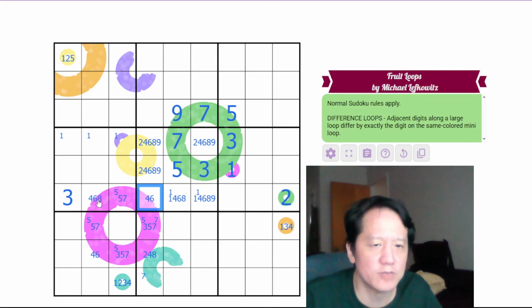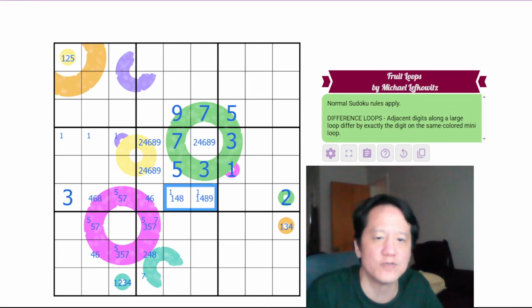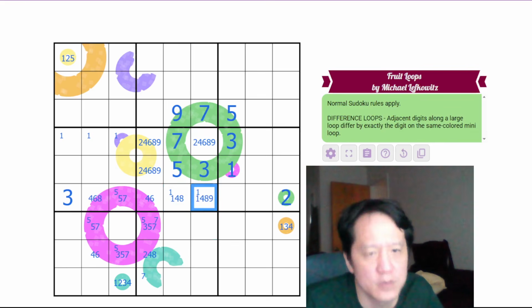This is what? 8, 7, 6, 6, 5, 4, or 4, 5, 6. So either way, there's a 6 here, which means 6 cannot be in the rest of the row. Interesting.